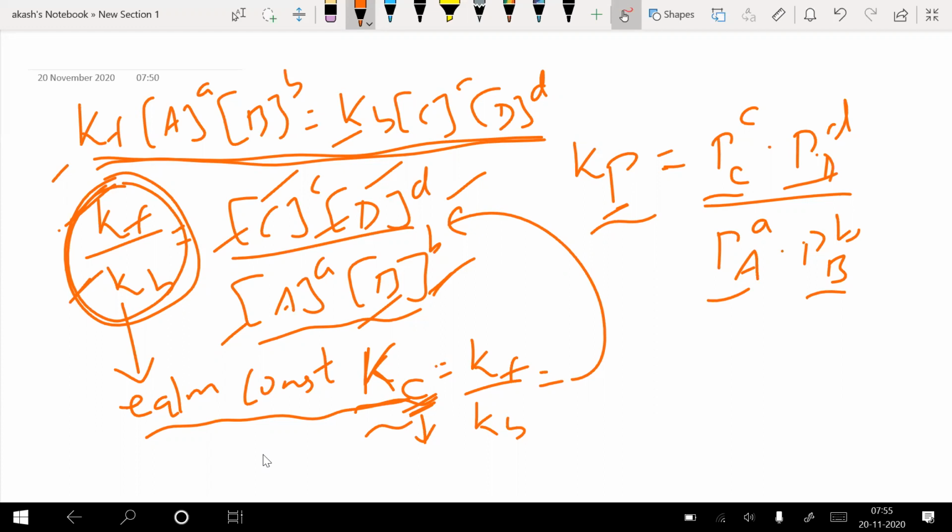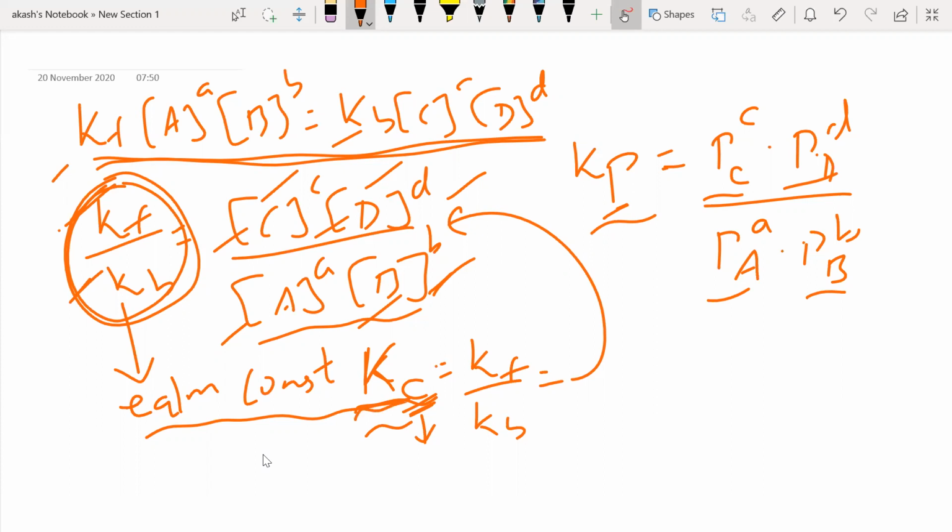Now I can even have a derivation relating Kp and Kc. That we'll do tomorrow, right? And one most important point I forgot regarding active mass. So please take a note, people. If you have space where you wrote active mass, you can go there and include this point also.